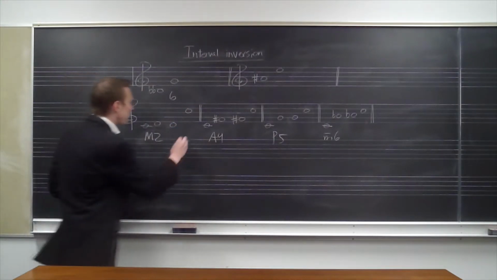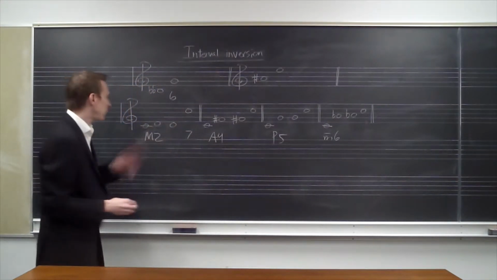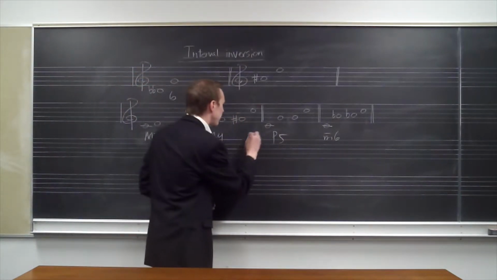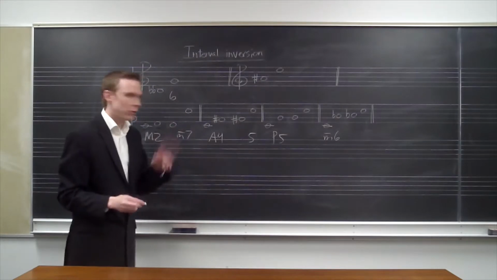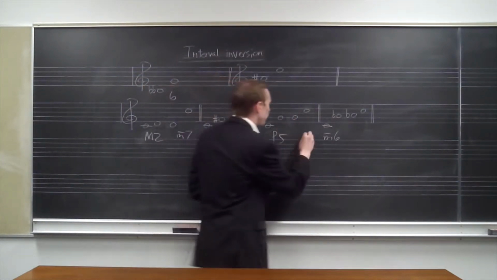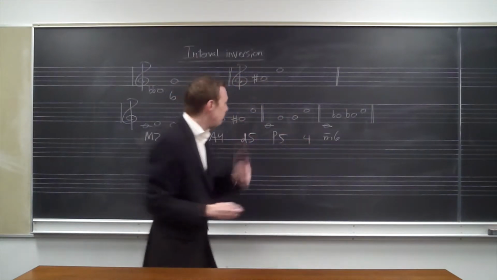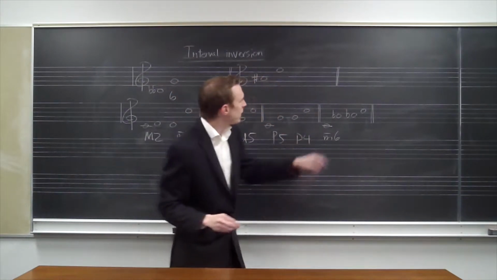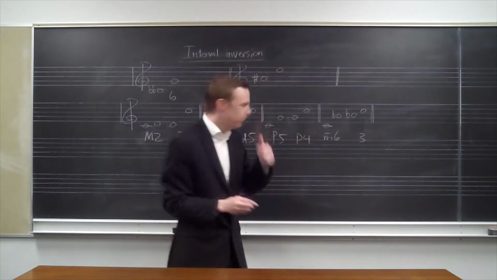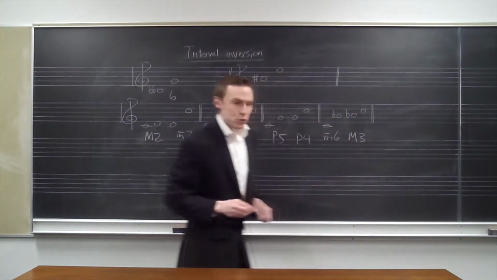So D up to C, that's definitely a 7th. Is there a C in the D major scale? No, there isn't. It's a little bit small, so this is a minor 7th. F sharp up to C, it's definitely a 5th. Does C belong to the F sharp major scale? No, it doesn't. It's a little bit small, so it's a diminished 5th. G up to C, that's a 4th. Is there a C in the G major scale? Yes, there is. So it's perfect. And finally, A flat up to C, well, that's a 3rd. Is there a C in the A flat major scale? Yes, there is. So it's a major 3rd.